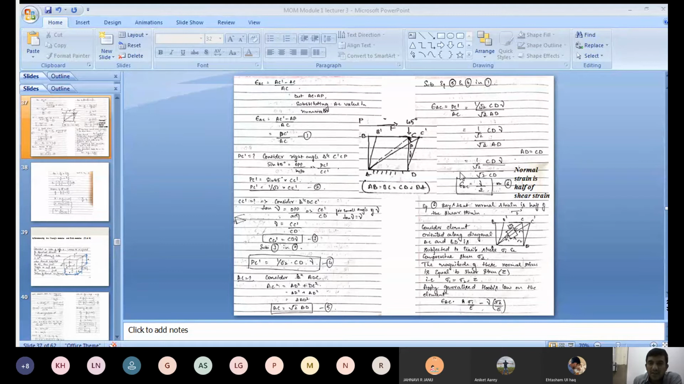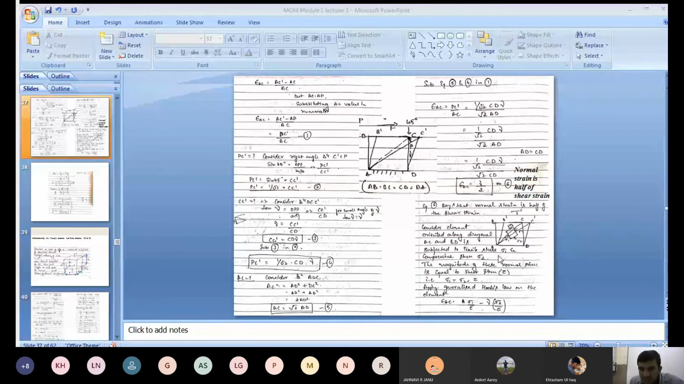Again, you apply the generalized Hooke's law. That's why we discussed generalized Hooke's law a few minutes earlier. Now equation 6 says that normal strain is half of the shear strain. After that I want to determine the relation between Young's modulus and shear modulus. Now again consider the same square lamina. Normal strain takes place along the diagonal. If I make it along the diagonal, see that AC becomes AC dash.